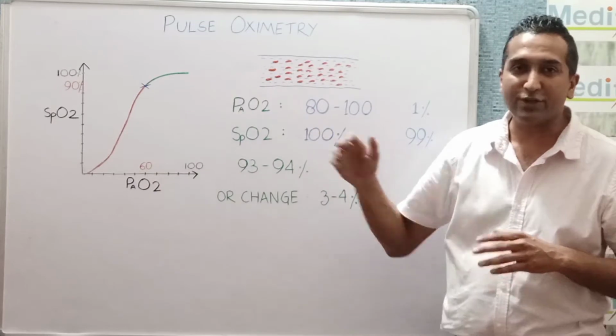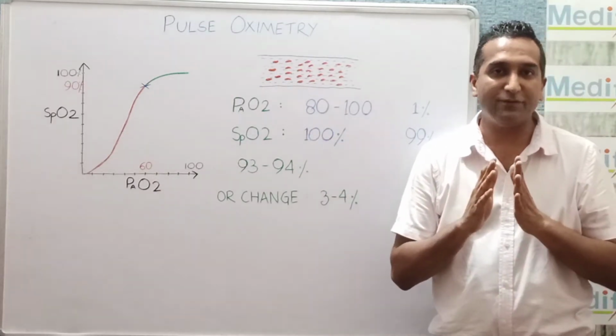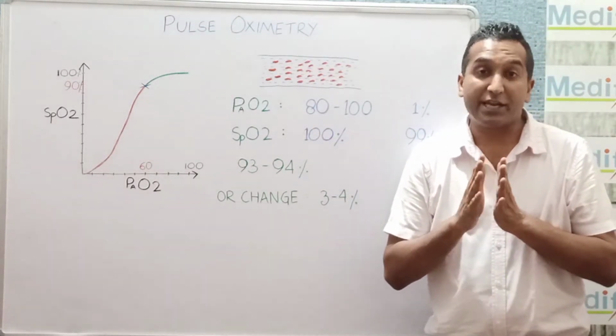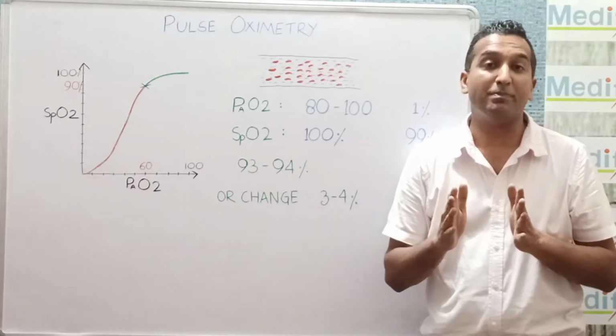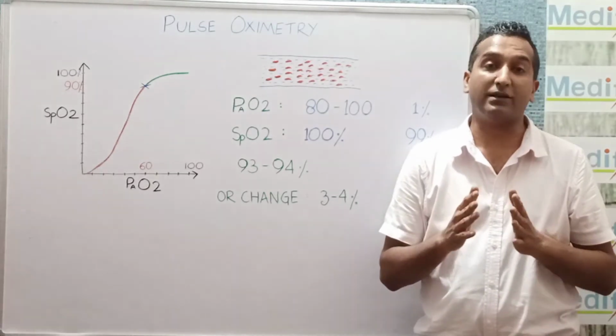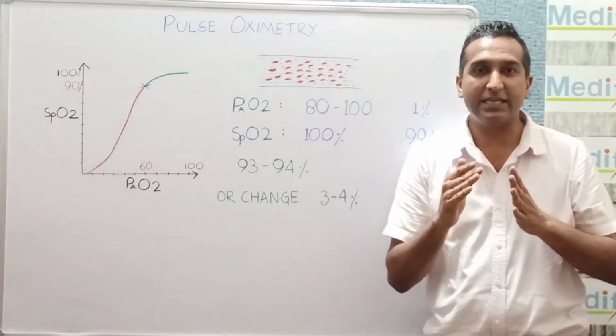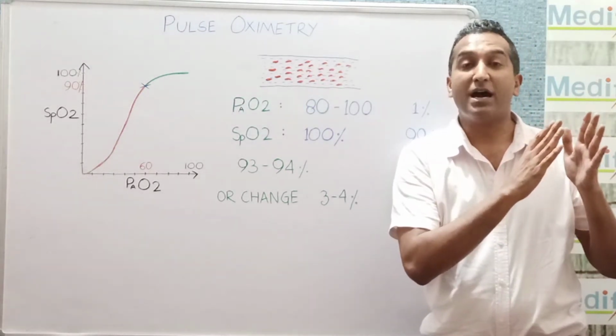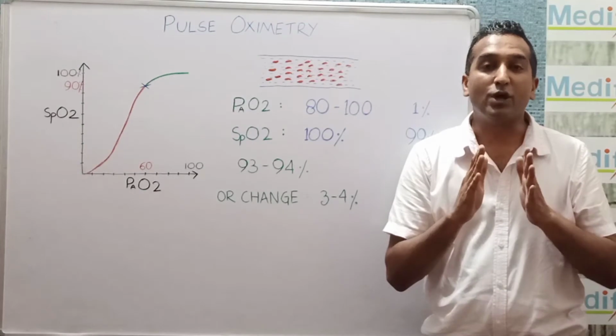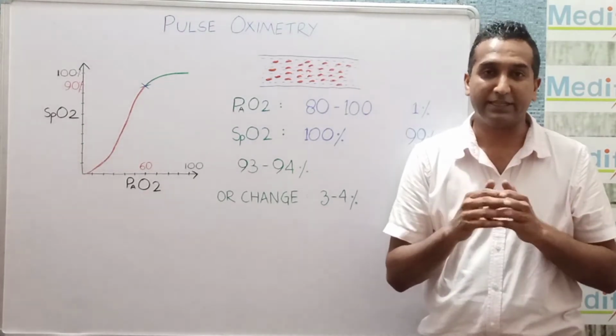So when your saturation reaches 93, 94%, there is already around a 30 to 40% drop in the oxygen content of your blood. That is the PaO2 level. PaO2 coming down from 100 to 60, the saturation comes down from 100 to 90. You got to be reporting before that.